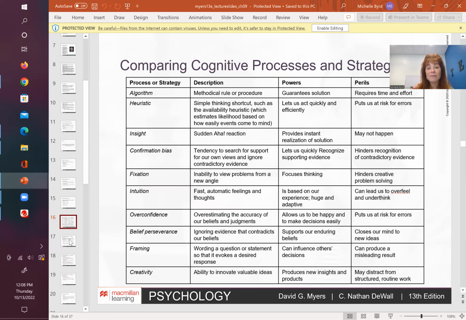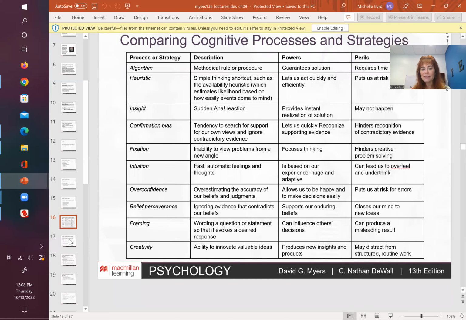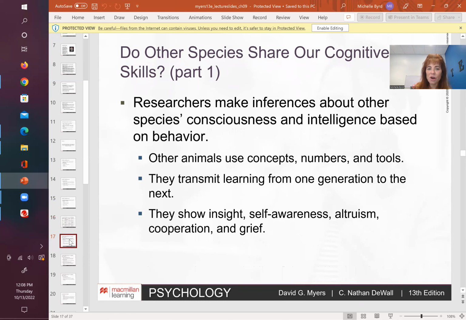Okay, so we have comparing cognitive processes and strategies. I'm not going to name off each one, but this is a great chart here, and you may even see a test question coming off of this. Hint, hint. Algorithm, it talks about the descriptive, the powers, the perils. Okay, insight, confirmation bias, fixation, all the way down to creativity. So make sure you're looking over that chart.